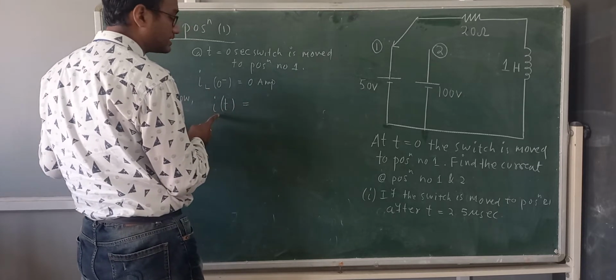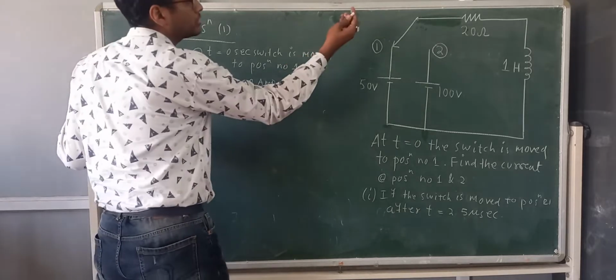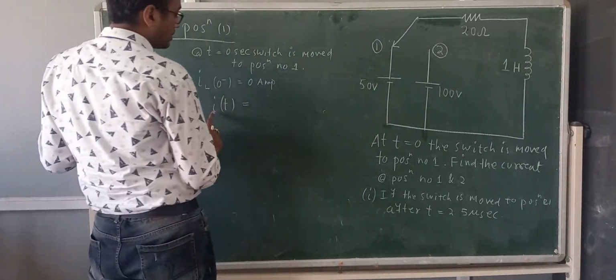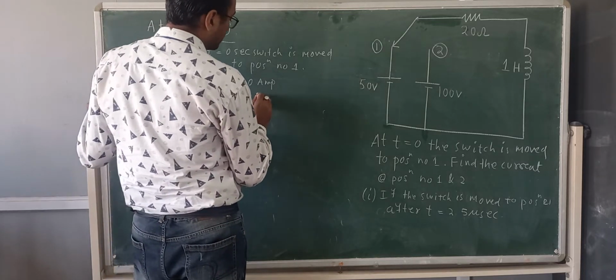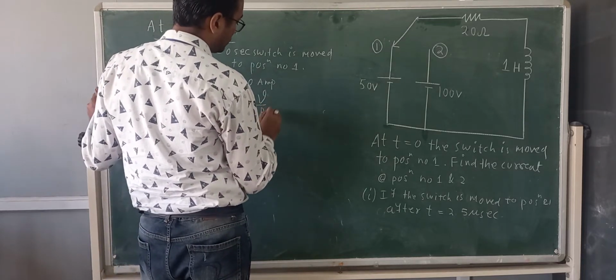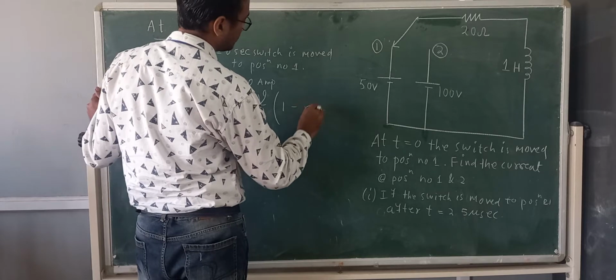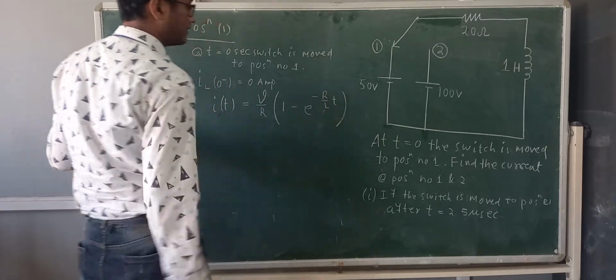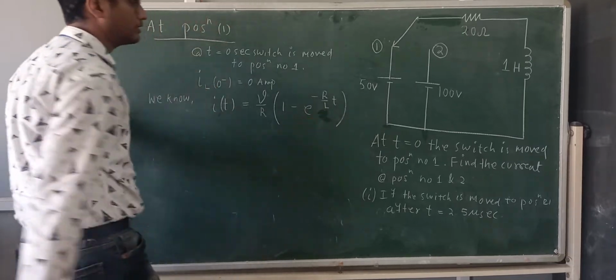You can say that this is i(t) for when the switch is at position number 1. So what is the expression for i(t)? i(t) equals V divided by R, multiplied by 1 minus e to the power minus R by L times t. This is the expression for your current.